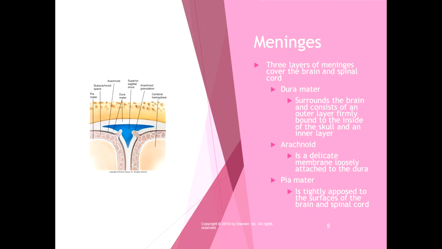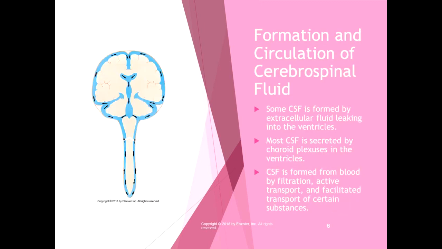So the meninges can be damaged, obviously, from trauma, and when you have blood or fluid building up between the layers, that can cause a problem, and we'll talk about some different disorders related to that.